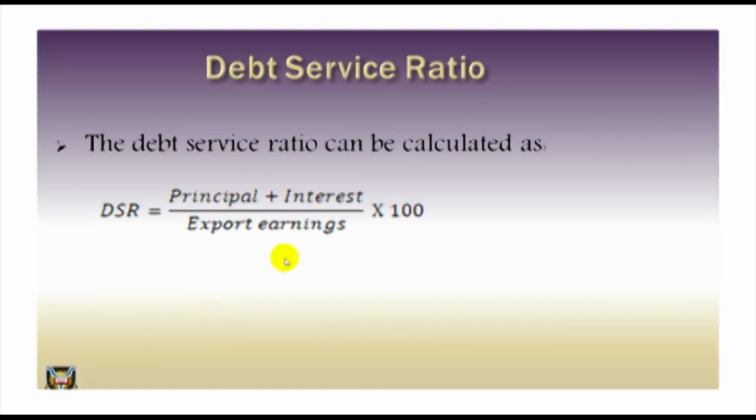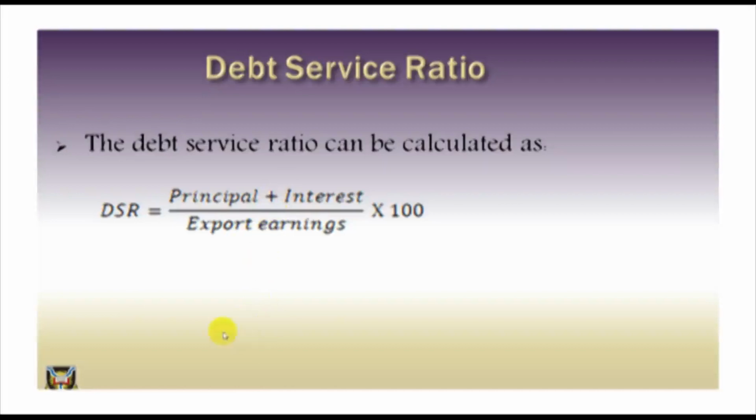DSR equals principal plus interest over export earnings times 100. So we have principal, which equals 15,642.4 plus the interest 1,407.8 over 95,442.2, all in billions, times 100.